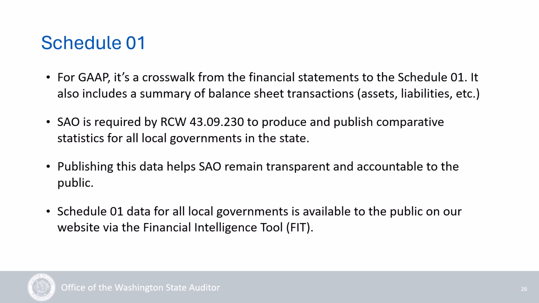SAO is actually required by state law to produce and publish comparative statistics for all local governments. And in order to do that, we utilize the Schedule 01 data because the use of BARS codes helps make the data we collect uniform and easily comparable across all government types. We publish the data on our website via the Financial Intelligence Tool, also referred to as FIT.